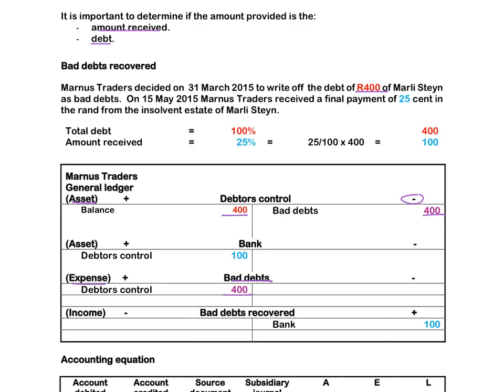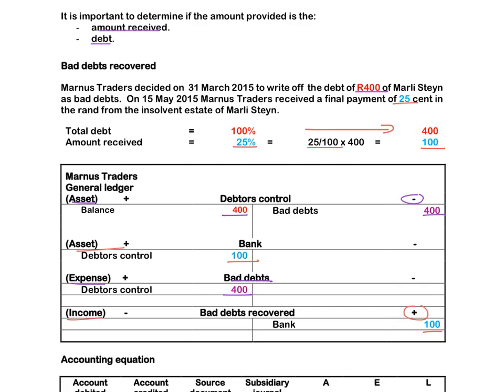On 15 May, Marnus traders received a final payment of 25 cents in the Rand from the insolvent estate. So now some of the money is paid back. So we have to calculate what is the total amount that we receive. The total debt equals 100% times 400. If we want to calculate the amount received, it will be 25%, and that will give me 100 Rand. The bank is debited to increase the money in the bank, and the income is created to increase income on the credit side with the amount received.